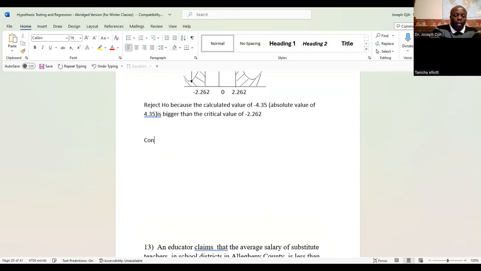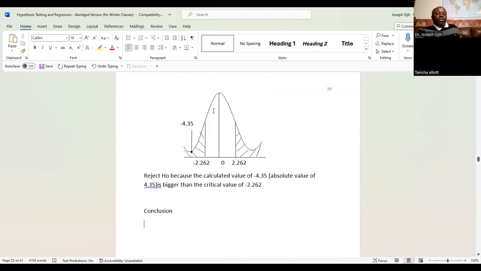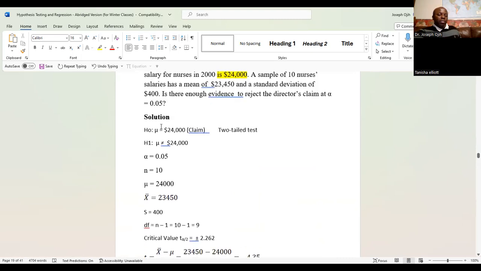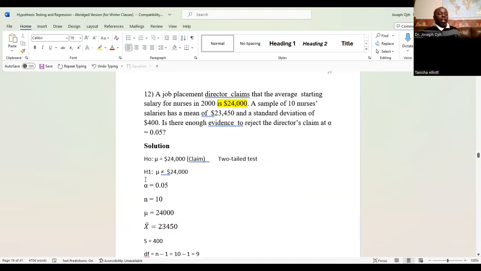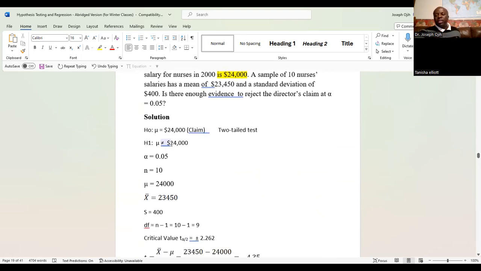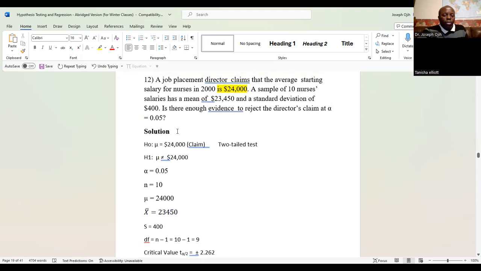Conclusion. So since we are rejecting H0, this is the H0 right here, that the mean is equal to 24,000. It is a claim. So we are rejecting the null hypothesis. That means this one is the correct one. So that means that there is not enough evidence to support the claim. And what is the claim? That the average salary of nurses in 2000 is 24,000.